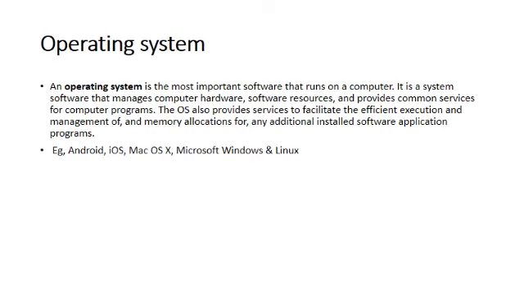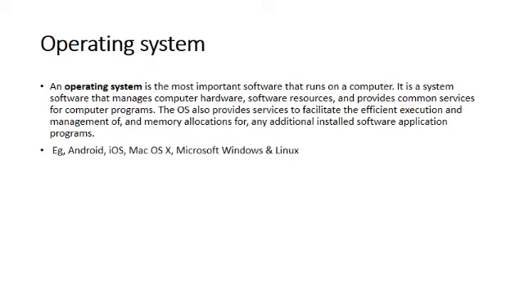Next is operating system. An operating system is a type of system software that manages computer hardware and software resources. It provides common services for computer programs. An operating system acts as a link between the software and the hardware. It controls and keeps a record of the execution of all other programs that are present in the computer, including application programs and other system software.